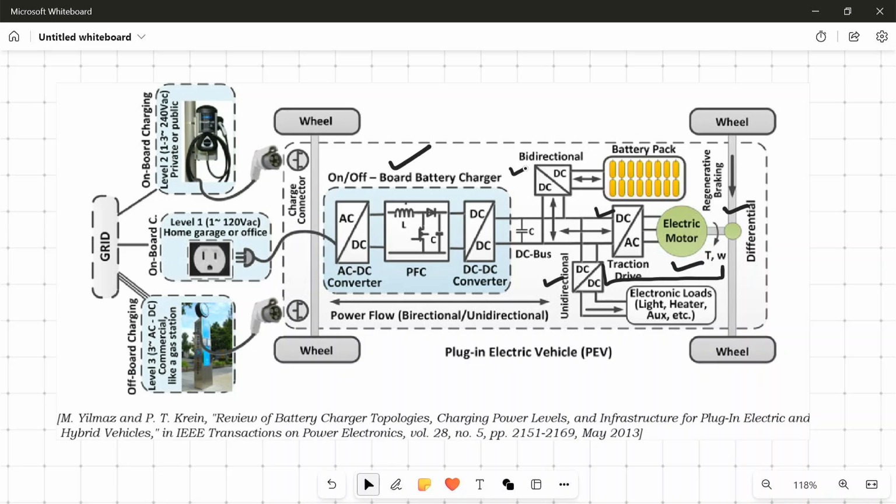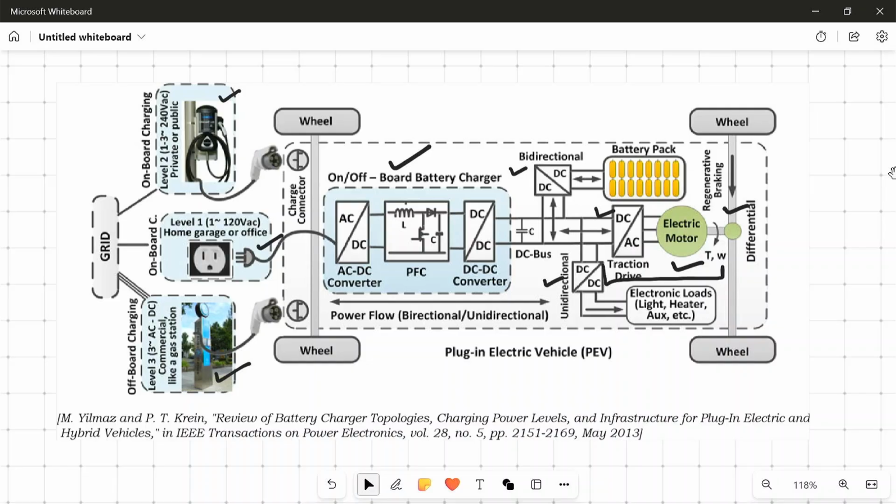The charging options for the electric vehicle, as we have seen in the previous part, are basically level 1 AC charging or level 2 AC charging, or there could be level 3 DC fast chargers. So with this, we are now ready to have a discussion on electric motor drives.